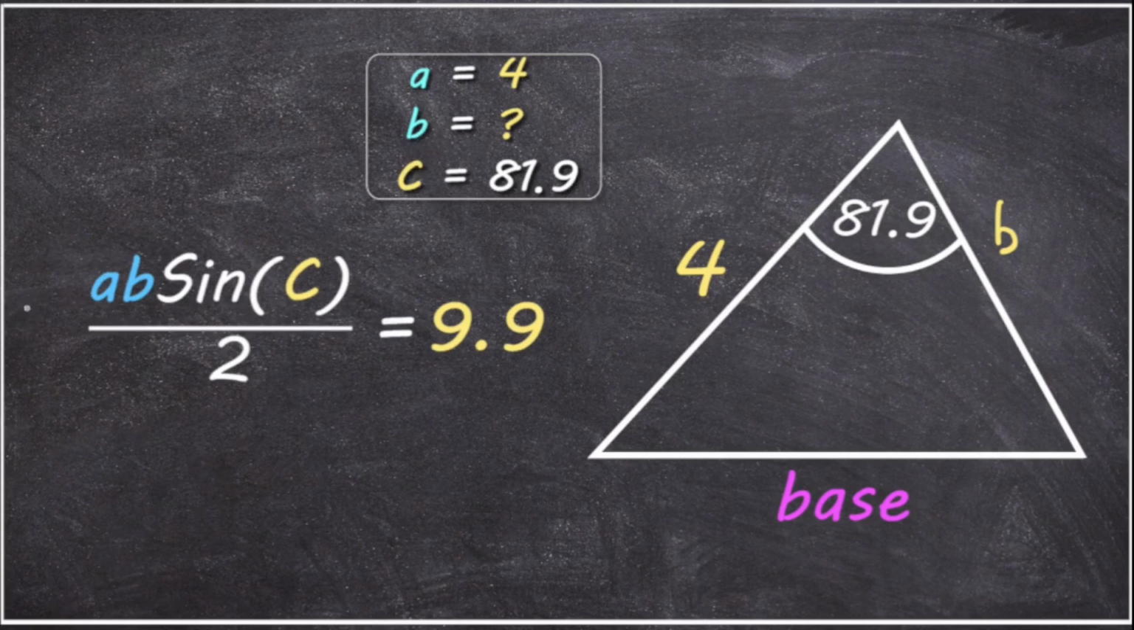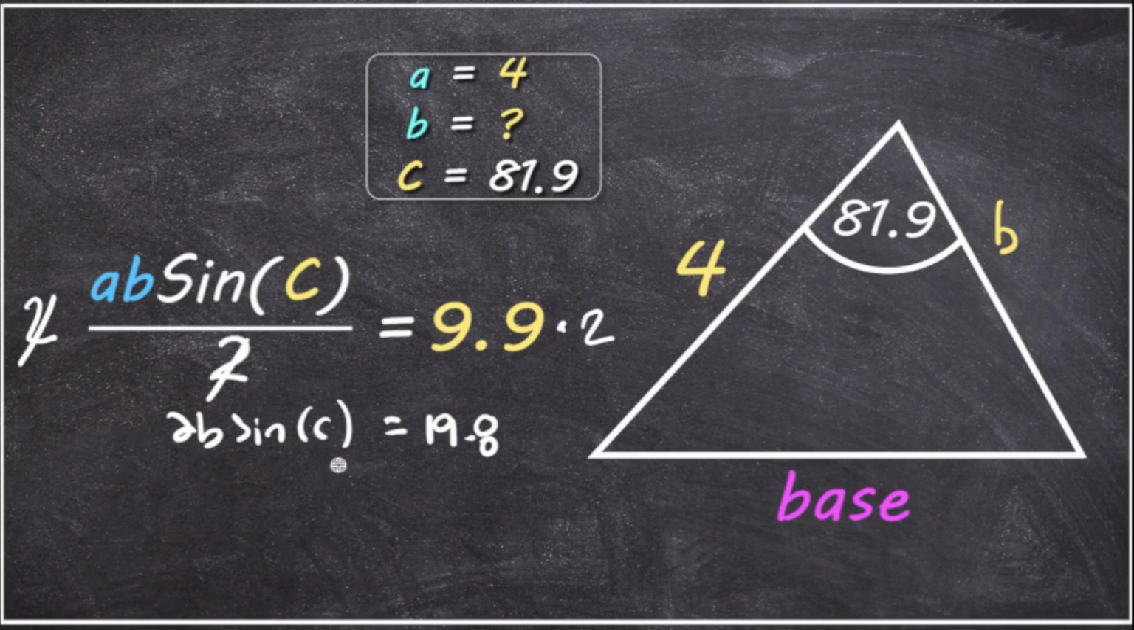We'll begin by multiplying both sides of the equation by 2. The 2's on the left hand side of the equation will cancel, and on the right hand side that gives us 2 times 9.9, which is 19.8. And that is equal to a times b times sine of c.